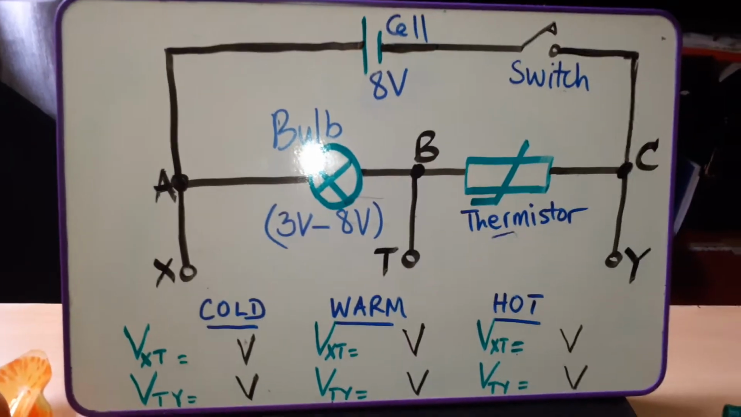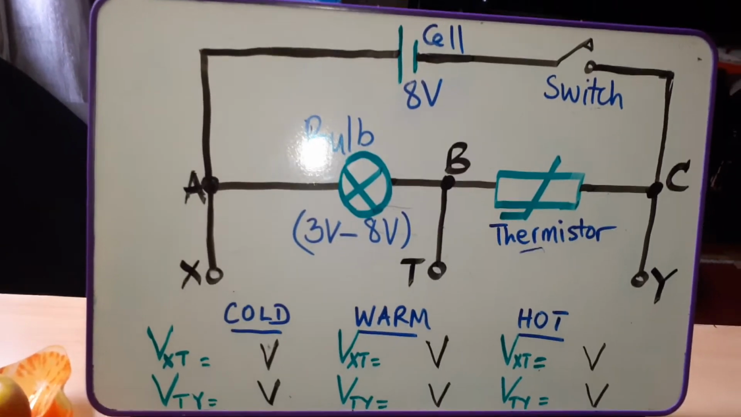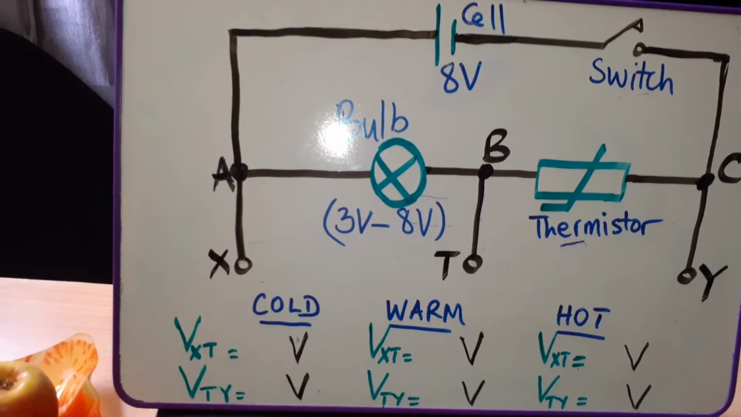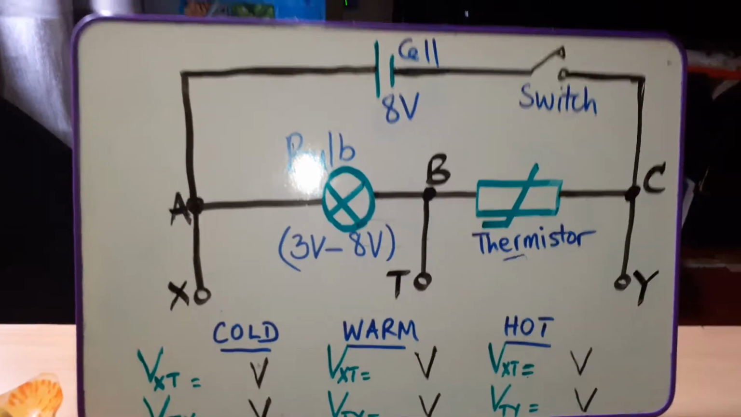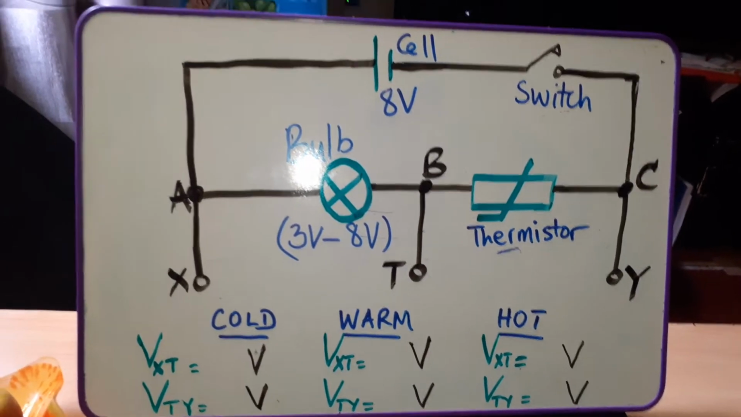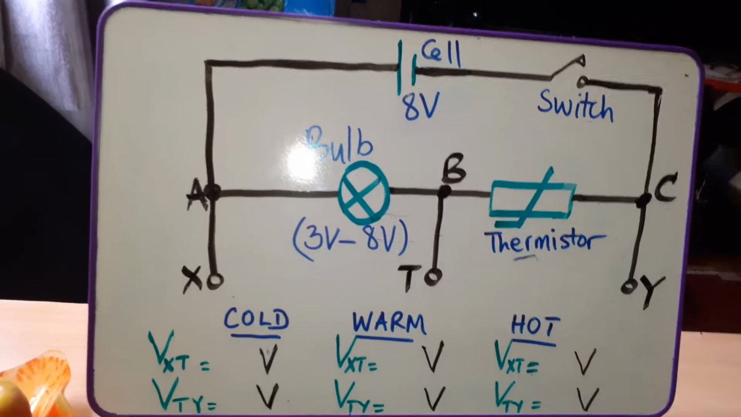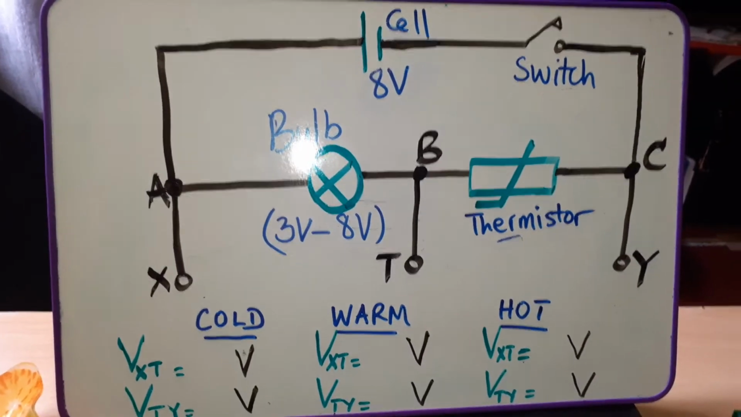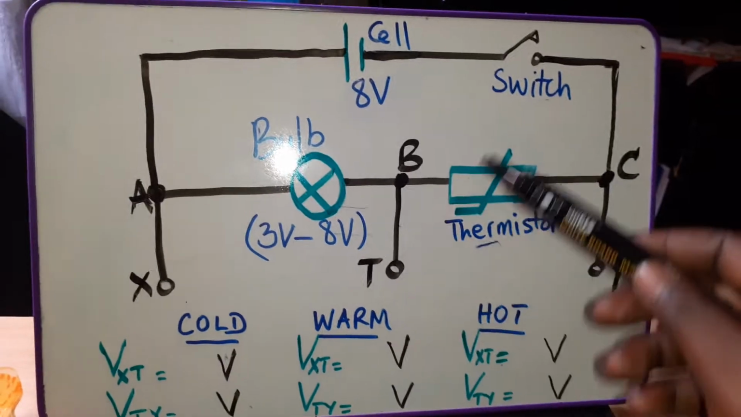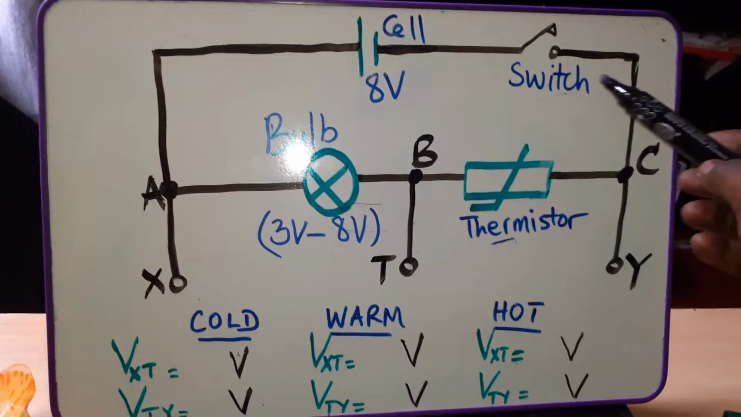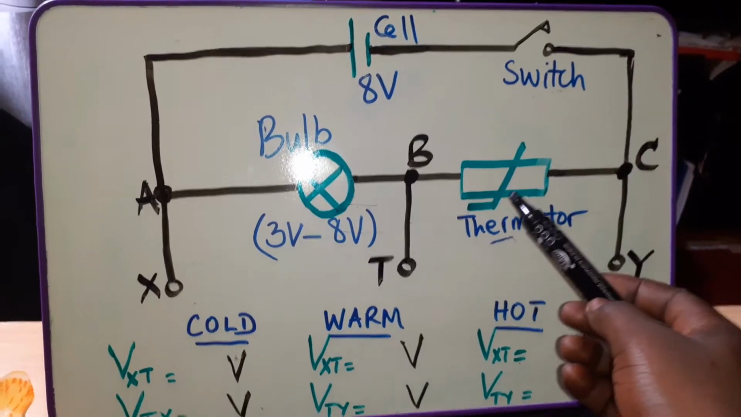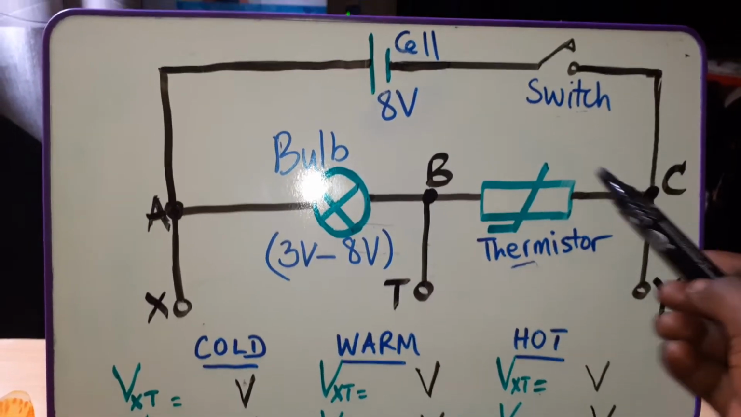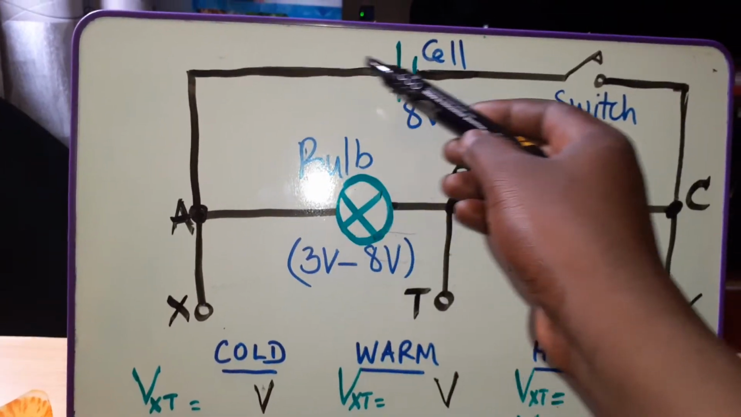And today we want to look at an application of a thermistor. In this case, we want to look at a simple circuit in which a thermistor is used. So I want you to draw your attention to this simple circuit that we have. As you can see, we have an 8-volt cell, which is connected to a switch. And the switch is connected to the thermistor and the bulb, which are of course in series. And then the circuit, you can see, is complete like that.